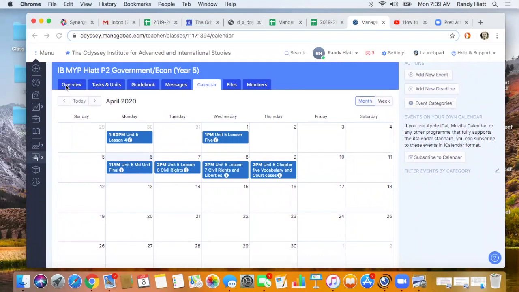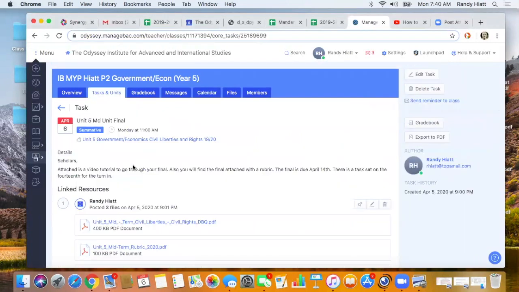Today we're going to take a look at our class throughout the week. If you go to Manage Back, you can look at your calendar and you'll see that there's 4 tasks for the week. One for the unit final, which we'll go over in a minute. Two, a lesson on civil rights, which will be a video that we go over for about 15 minutes. Wednesday will be your live class with me, and then Thursday, you have some work to turn in.